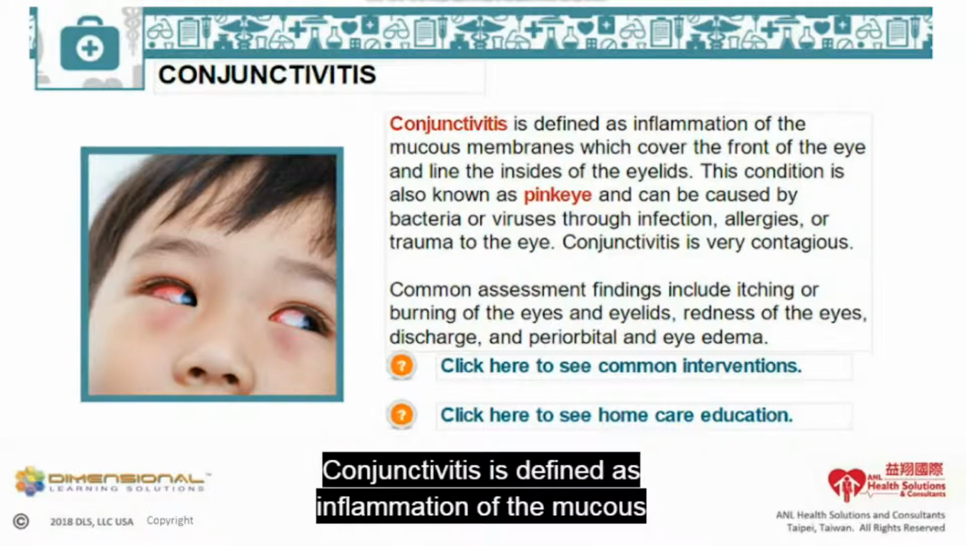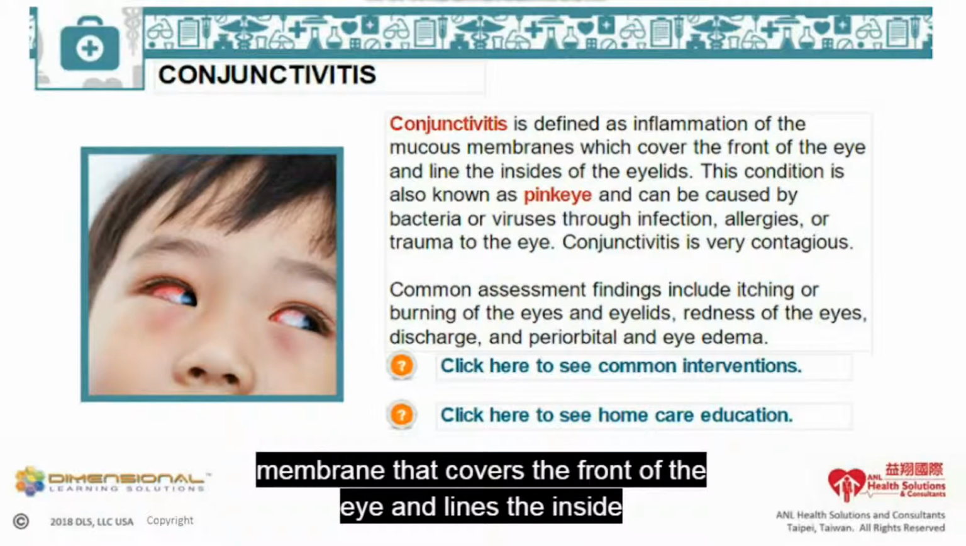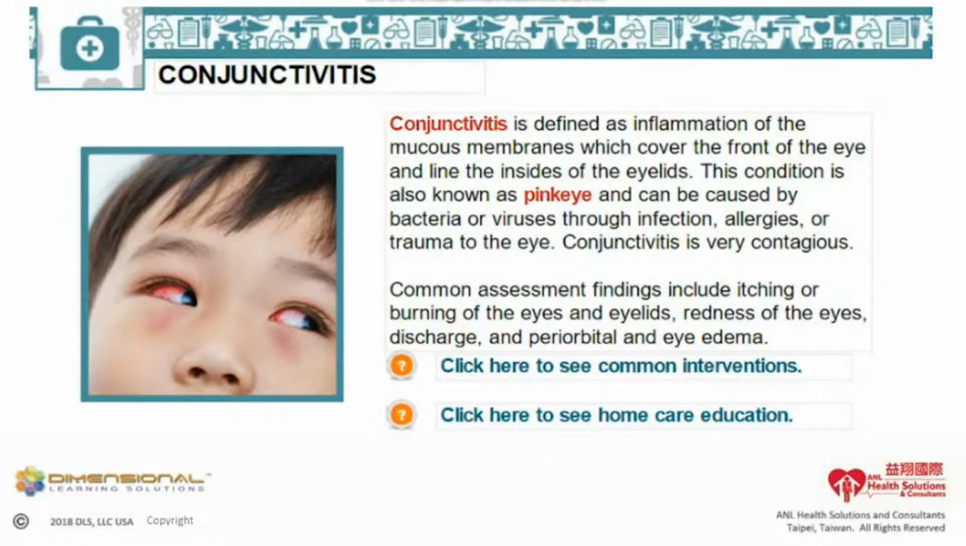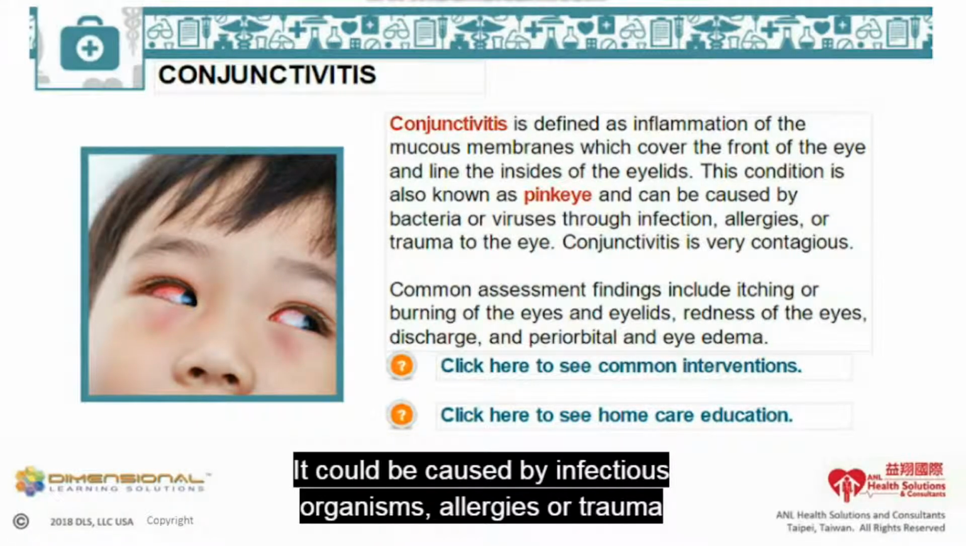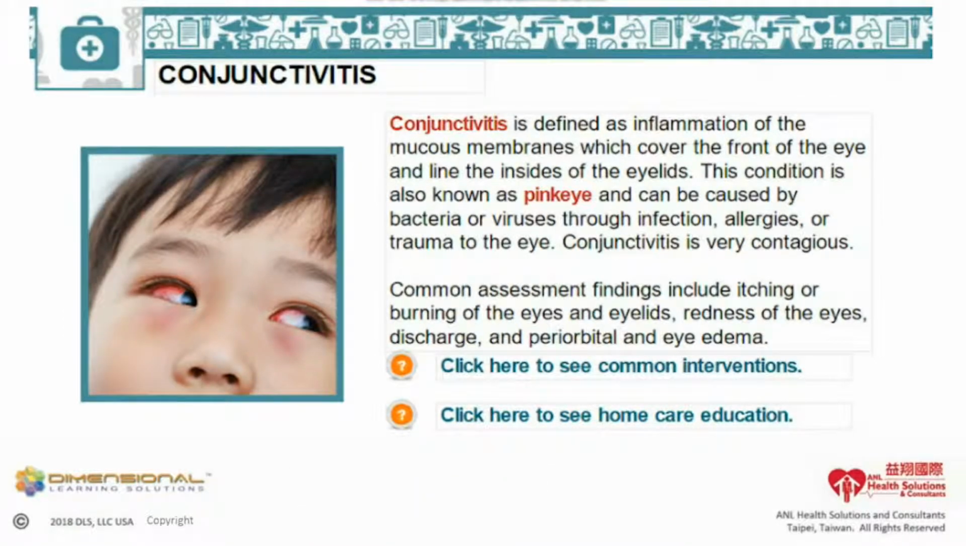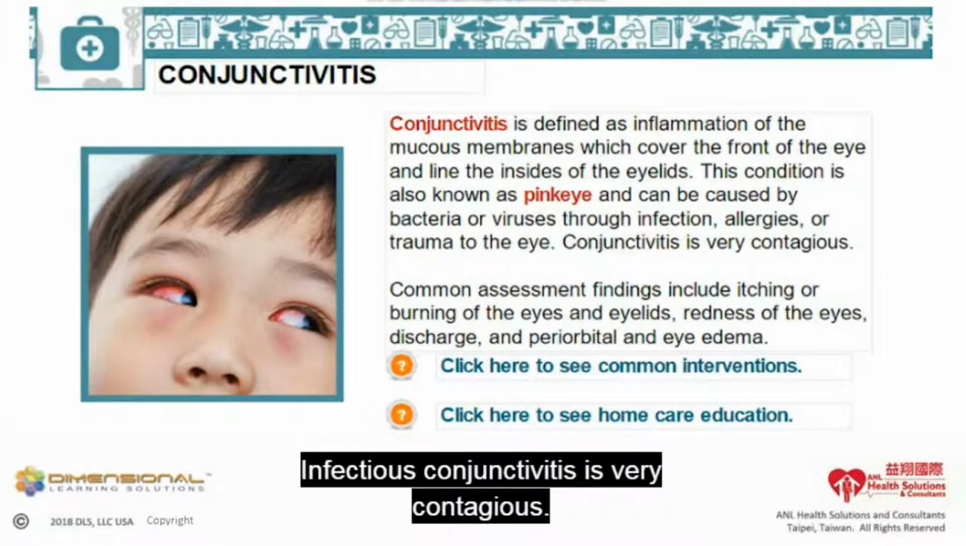Conjunctivitis is defined as inflammation of the mucous membrane that covers the front of the eye and lines the inside of the eyelids. It can be caused by infectious organisms, allergies, or trauma to the eye. Infectious conjunctivitis is very contagious.